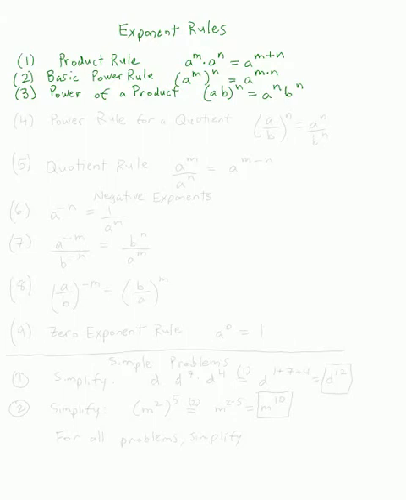Okay, rule 4. I'll make this one a little bit more spaced out here. It's going to be the power rule for a quotient. The power rule for a quotient says that if you take a quotient and you raise it to a power, you end up with the power applied to the top over the power applied to the bottom.